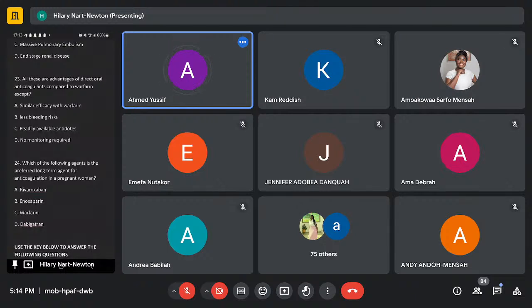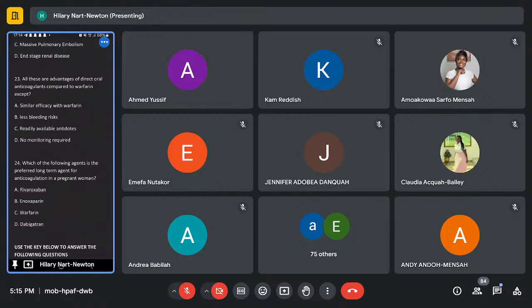so all the rest are advantages for direct oral anticoagulants over warfarin, except the readily available antidotes. When you look at the antidotes for the direct oral anticoagulants, for apixaban and rivaroxaban, you have to use andexanet alfa, which is not readily available. For dabigatran, idarucizumab, which is not readily available. But the warfarin antidote, vitamin K, is readily available. So that's the exception in there.